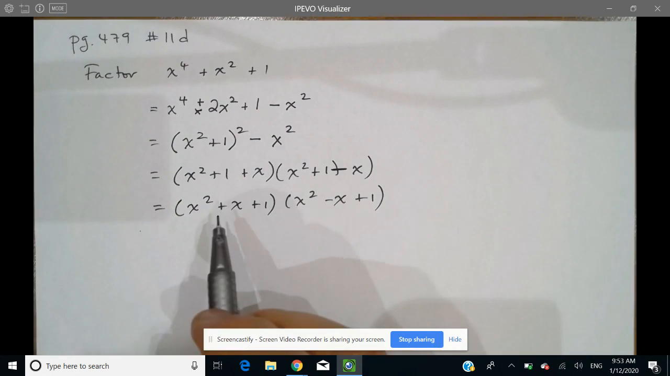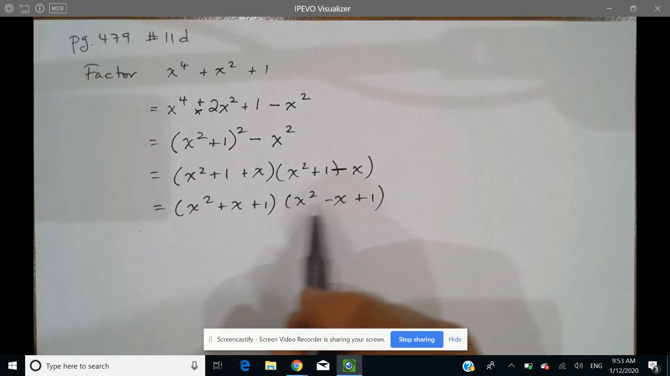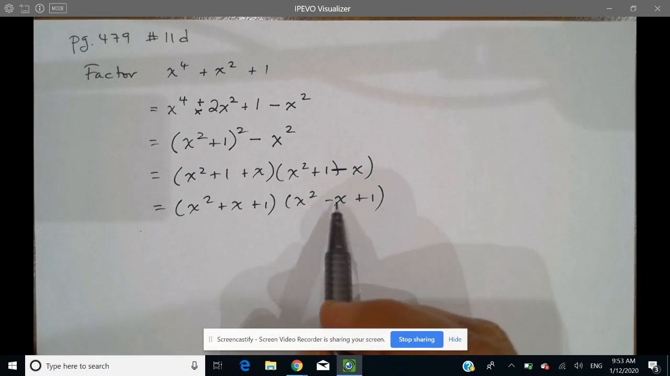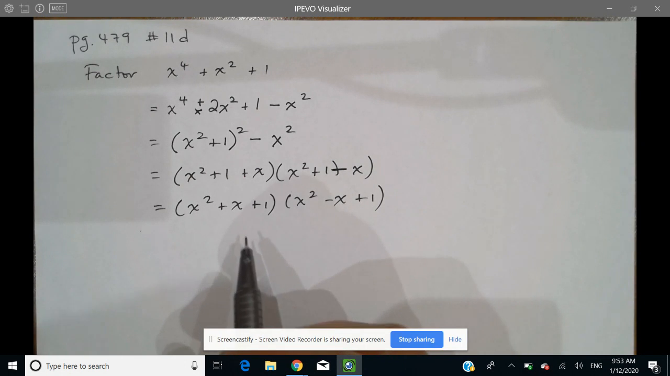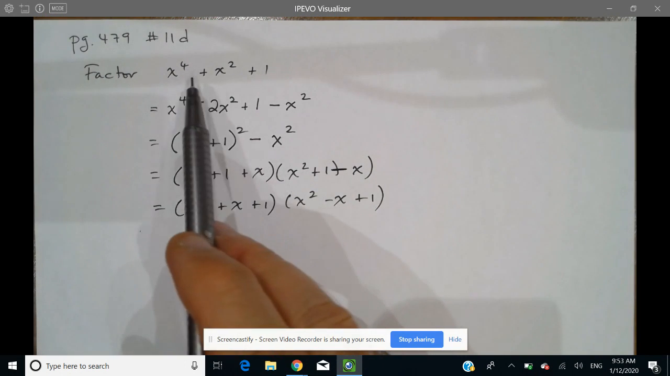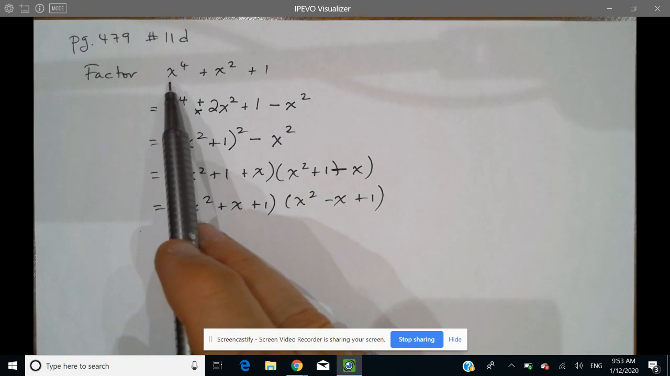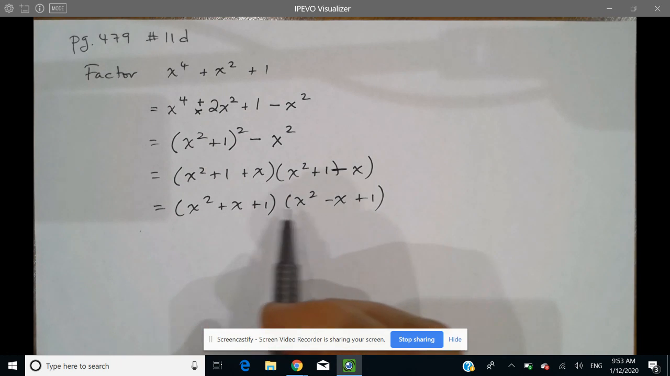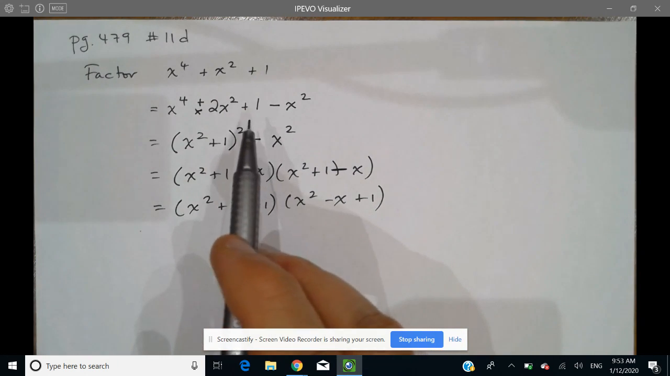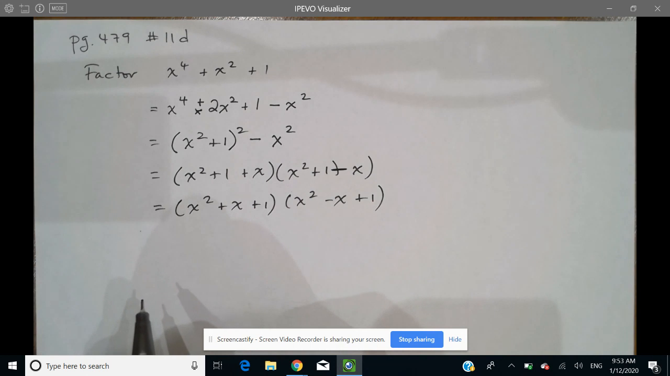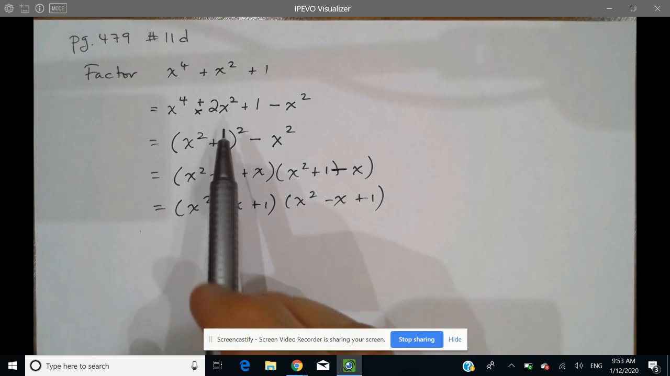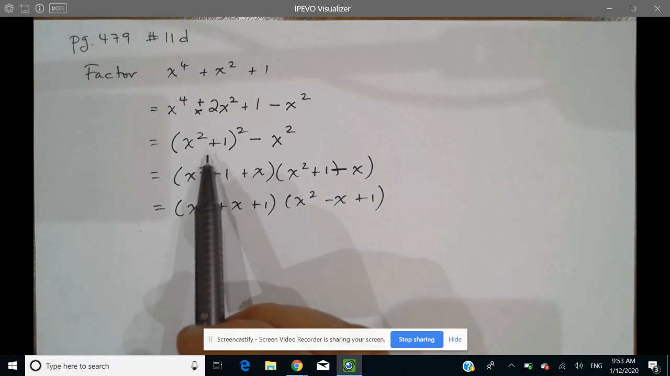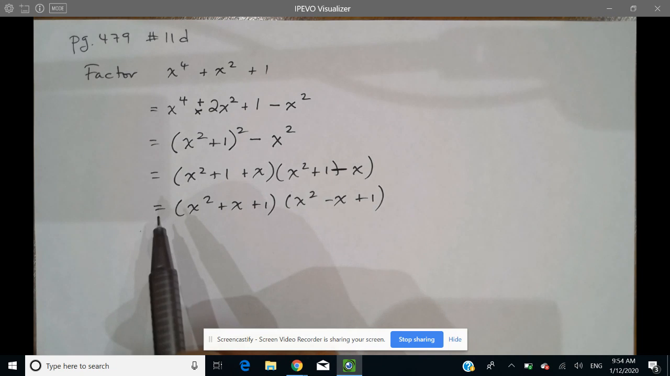If you check both of these quadratics, you'll see that neither of them has any x-intercepts. Check the discriminant on the first and the discriminant on the second, and you'll see neither has x-intercepts. So while this doesn't have any linear factors, which it can't because there are no x-intercepts, we see that it can be factored into two quadratics. Again, like I said, this is not something I would expect to see on an exam, but it does give you a window into the types of tricks that people use to factor more difficult polynomials. All right, that's it for this one.